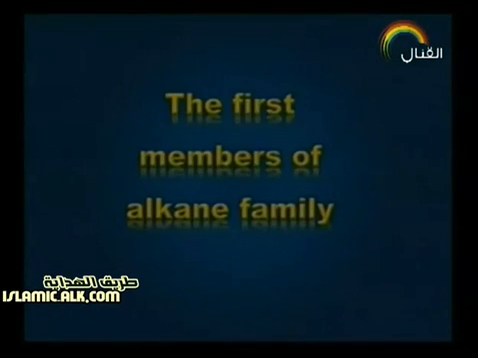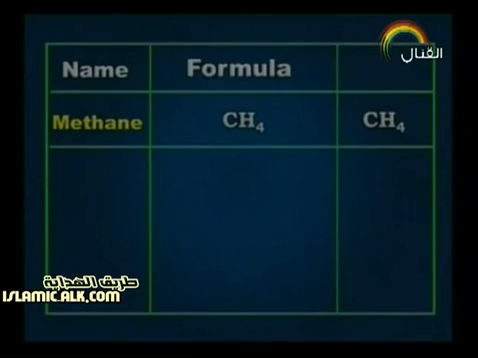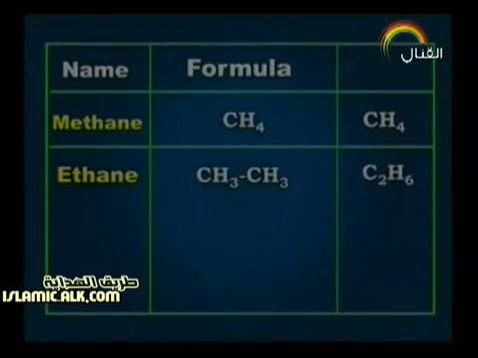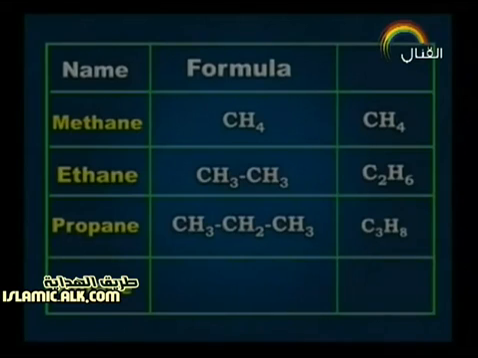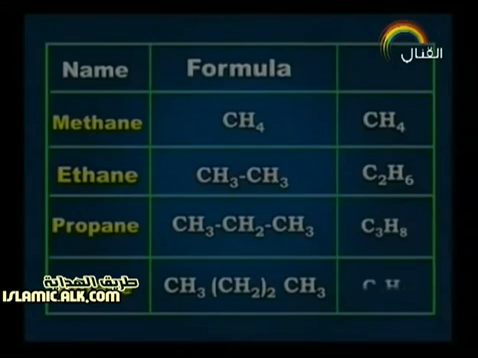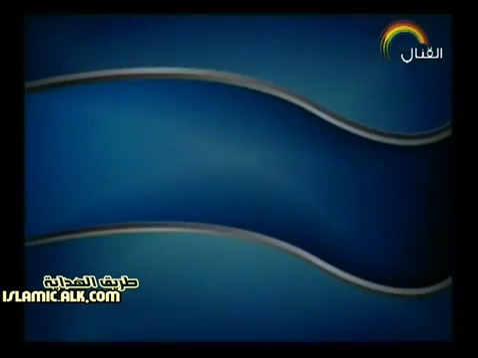The first members of the alkane family, here are the names and the formulas: methane, CH4, and the structural formula is CH4. Also ethane, structural formula CH3-CH3, and molecular formula C2H6. And propane, structural formula CH3-CH2-CH3, and molecular formula C3H8. And butane, structural formula CH3-CH2-CH2-CH3, and molecular formula C4H10. Remember, my dear student, the general formula for alkanes is CnH2n+2.